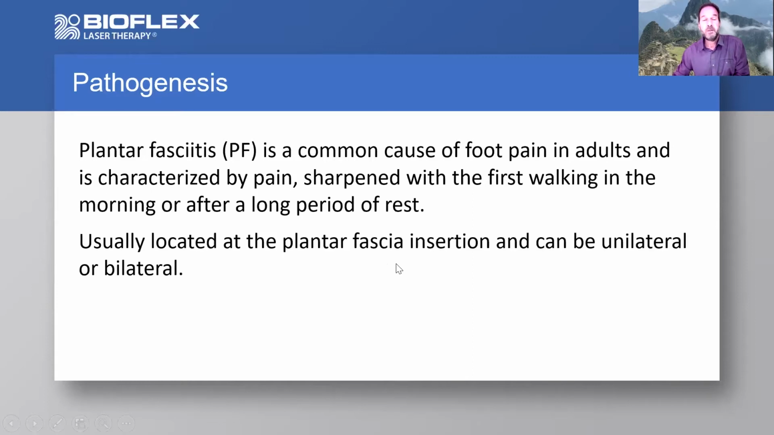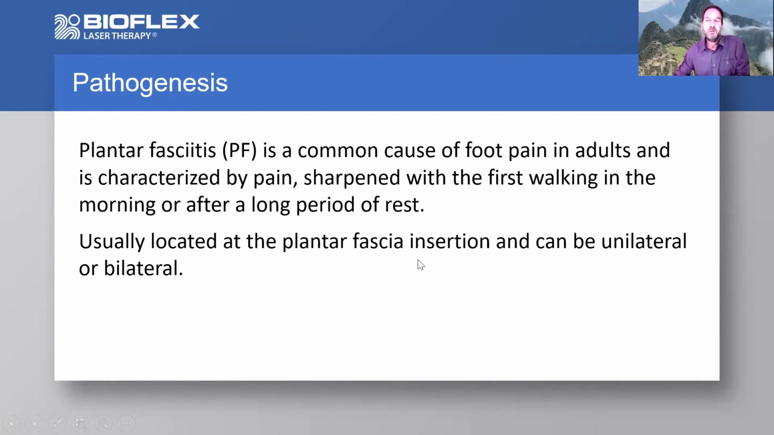The pain itself is usually located at the plantar fascia insertion, but it can be unilateral or bilateral. It tends to be most commonly located on the medial calcaneal process of the calcaneus. That seems to be where, if you push in on the heel on the inside or the medial aspect, that usually elicits a fair amount of pain. Now, that's also a location for calcaneal spurs as well.